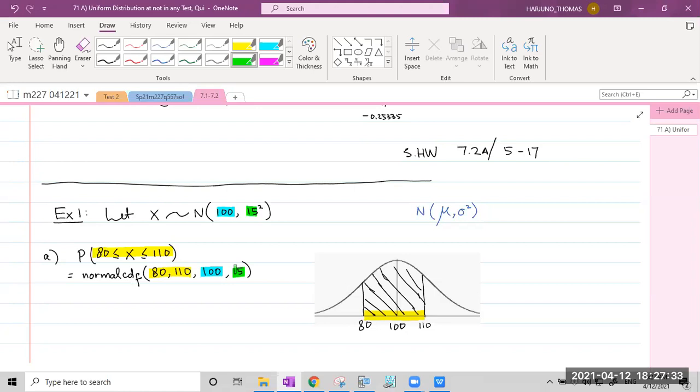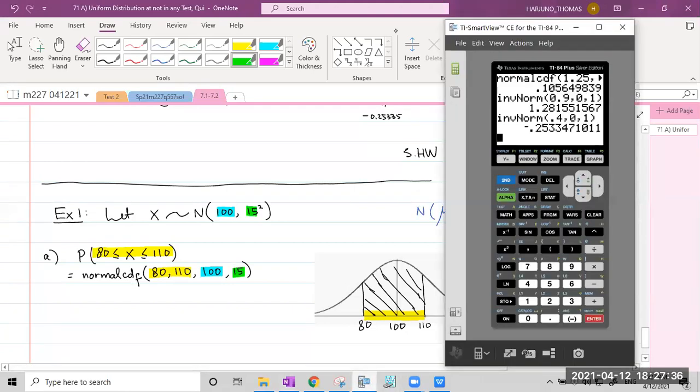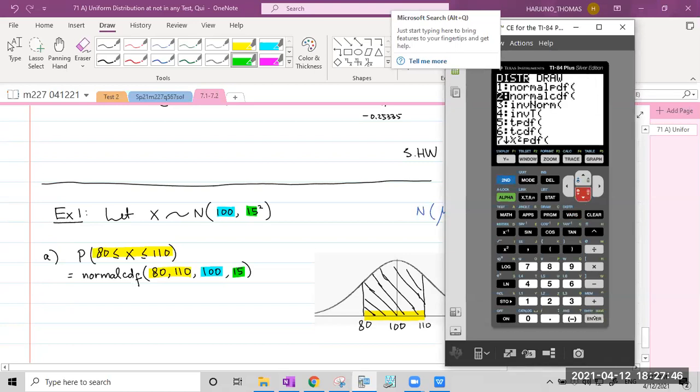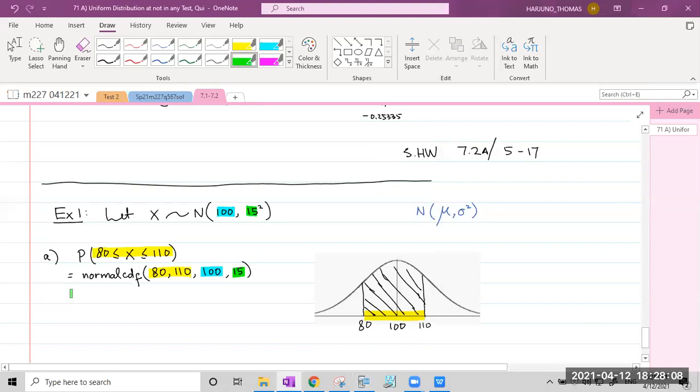Now, once you know how to punch it on your calculator, oh, that's the notation. Now go back to our calculator. That will be normal CDF. You go to distribution, normal CDF, lower bound is 80, upper bound is 110, the mean is 100, the standard deviation is 15. See, you know what to do already, right? And that will be 0.65630. And that's actually the only example I need to give you.